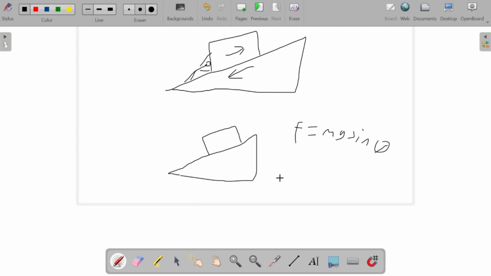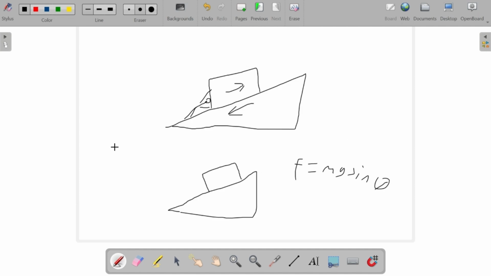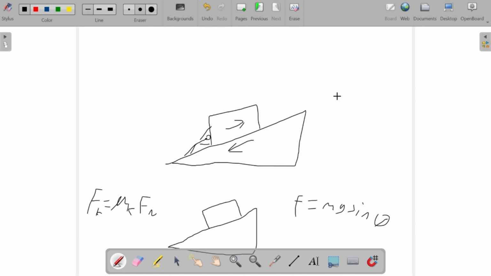I want you to remember what the formula for friction force was. Let's use kinetic friction right now because it's just easy to work with. Fk is equal to uk times Fn. When on a flat surface, Fn is typically equal to mg, but that's not always true.